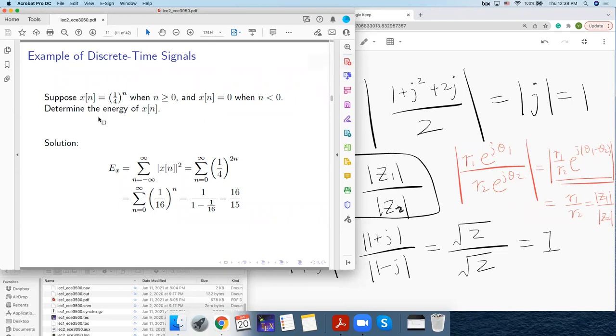So to calculate the energy, by following the original definition of the energy, we need to sum up all the magnitude to the power of two over the entire discrete time index. But then the signal only takes values when n is greater than or equal to zero. So the summation starts with zero. And then within this range, the signal takes the form 1/4 to the power of n. So we need to calculate the magnitude of the signal to the power of two. Because this is a real value signal and it is always positive, the magnitude of x[n] is basically the signal itself.